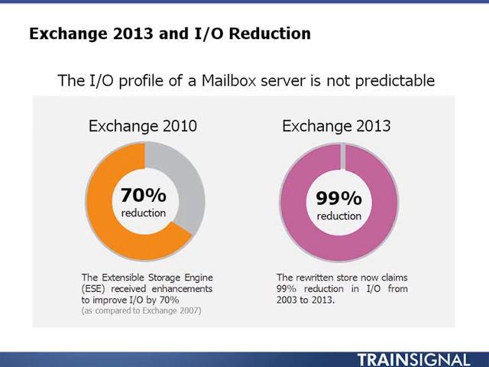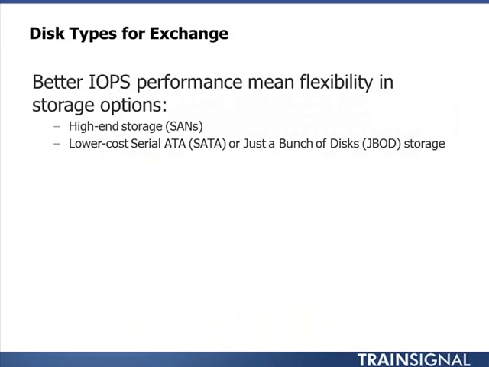Now, in some cases, you may want to spend that kind of money. You may have a lot of faith in high performance SAN solutions, but in other cases, your organization may be cutting back and you want performance, but you don't want to spend the money on a SAN solution. And so having better performance when it comes to the database is really valuable because we can see increased performance without increased costs when it comes to the disks that we have to purchase. So just to reiterate, better IOPS performance means flexibility in storage options. We can still go out and buy those high-end storage SANs, or we can go with lower cost SATA disks or JBOD storage.